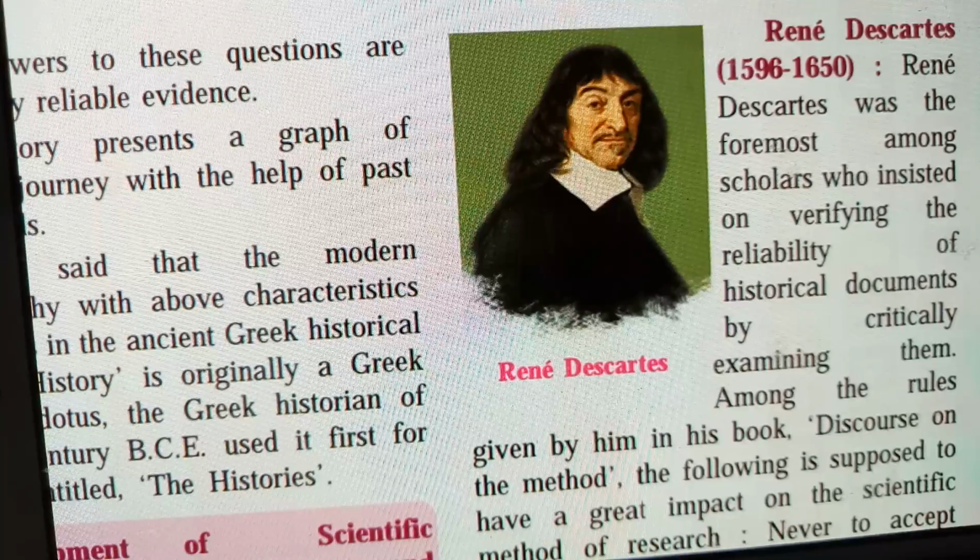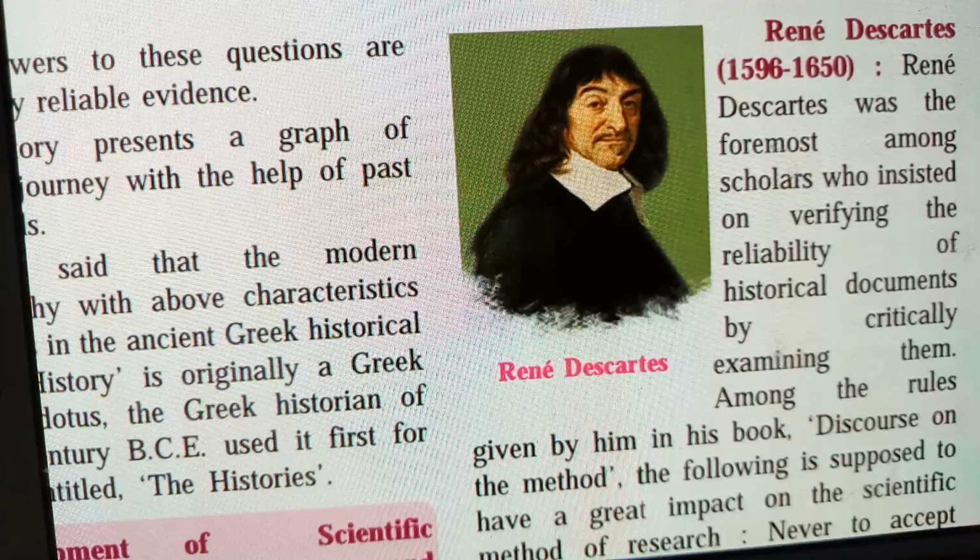First is René Descartes, who was born in 1596 and died in 1650. René Descartes was the first person among the notable scholars. He was the foremost among scholars who insisted on verifying the reliability of historical documents by critically examining them. So René Descartes is saying that whatever information, whatever historical documents you are getting, you should critically examine the document. Only then should you come to the conclusion whether that information is correct or wrong. Because we should not blindly accept that document. We should have correct evidence to understand that knowledge.